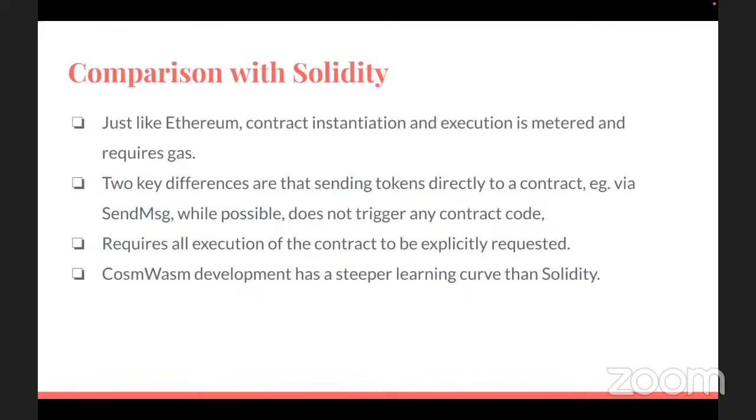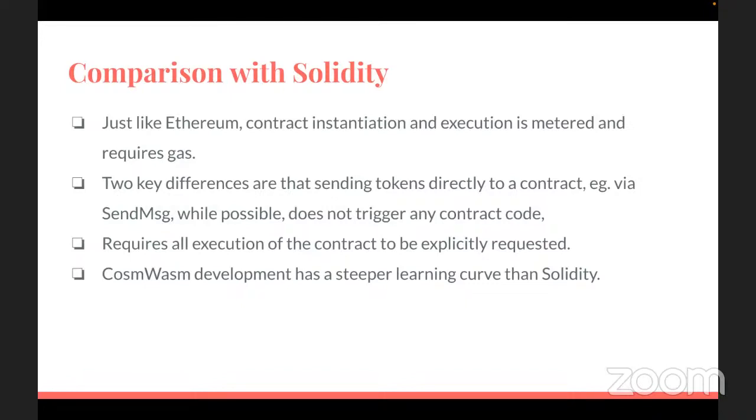There are quite a few things that are better in CosmWasm compared to Solidity. In CosmWasm, you can send tokens via the bank module, which is a plugin point for everything, whereas in Solidity you need to interact with different contracts, say an ERC20 token, to send tokens. This is a plus point. One thing to know is that CosmWasm has a steeper learning curve than Solidity.